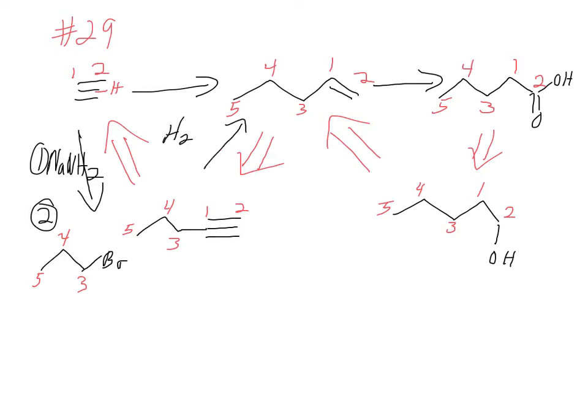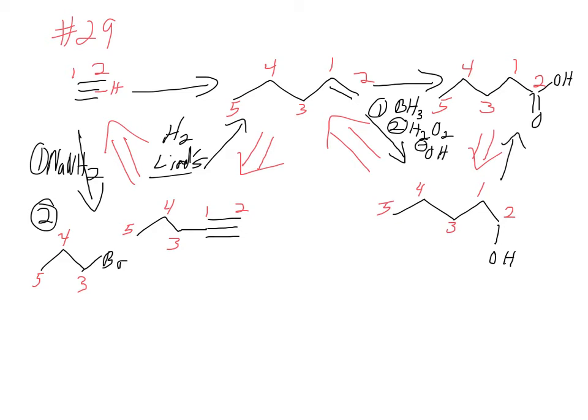H2 and Lindlar's catalyst. Right, we don't want to use H2 palladium on carbon, that would take us all the way down to the alkane. If I wanted the anti-Markovnikov product here, what else would I use? From the alkene, I want to add the OH on the less substituted carbon. What do we use? Less substituted carbon, anti-Markovnikov product? BH3. Yep, step 2 is that H2O2, OH minus, very good.